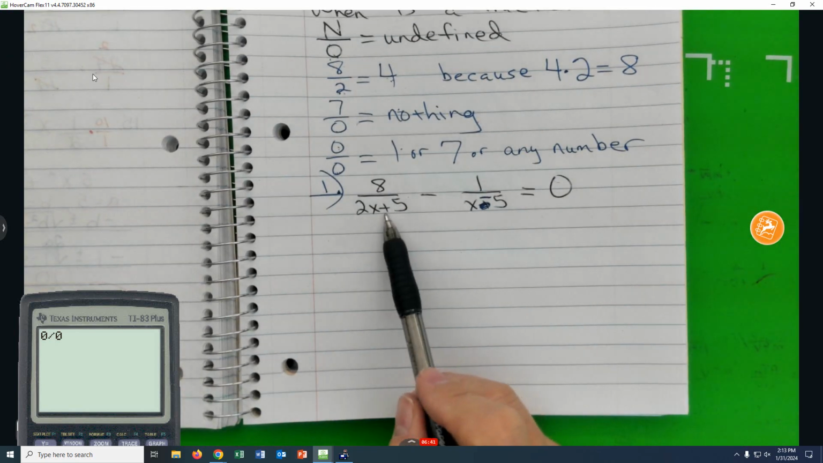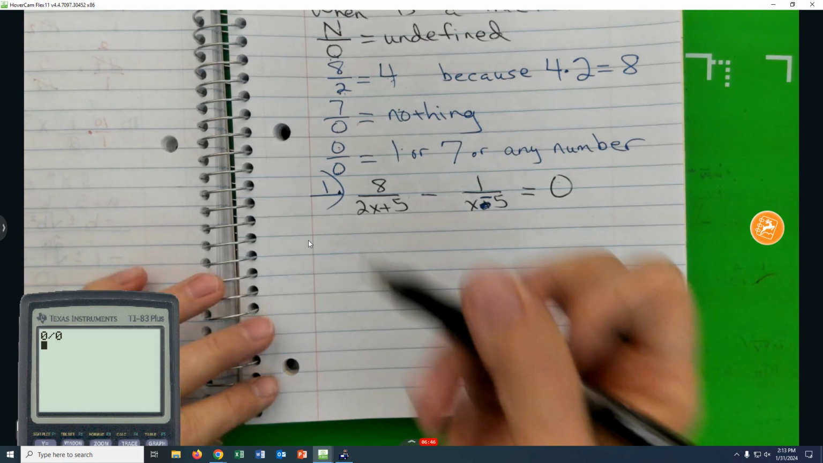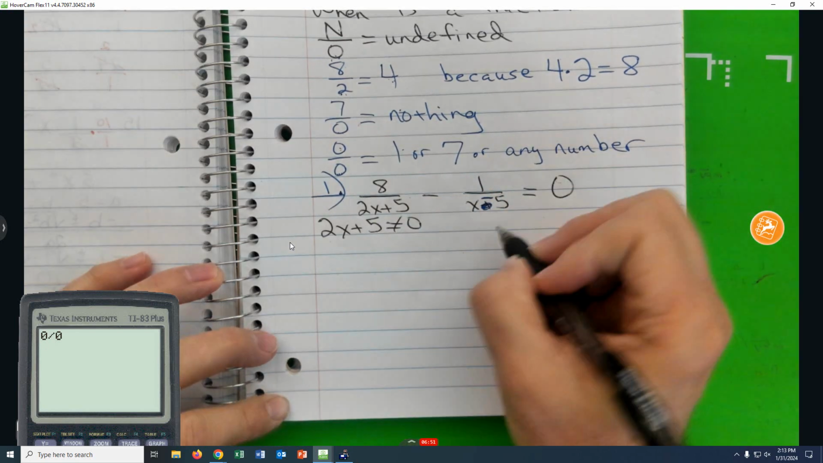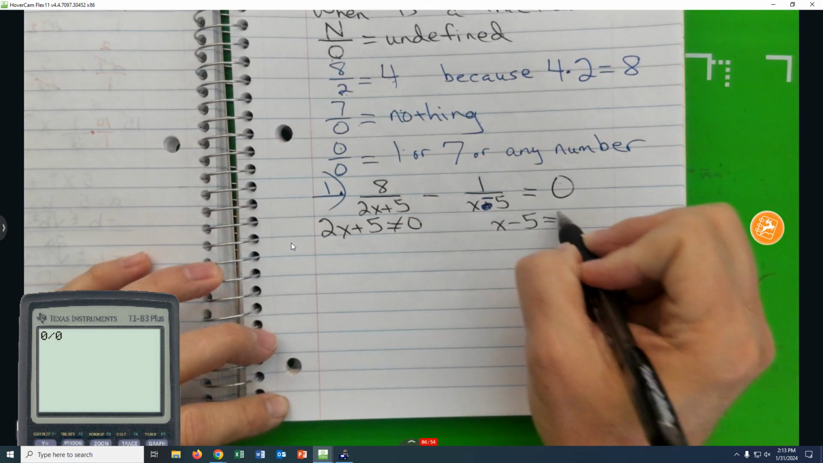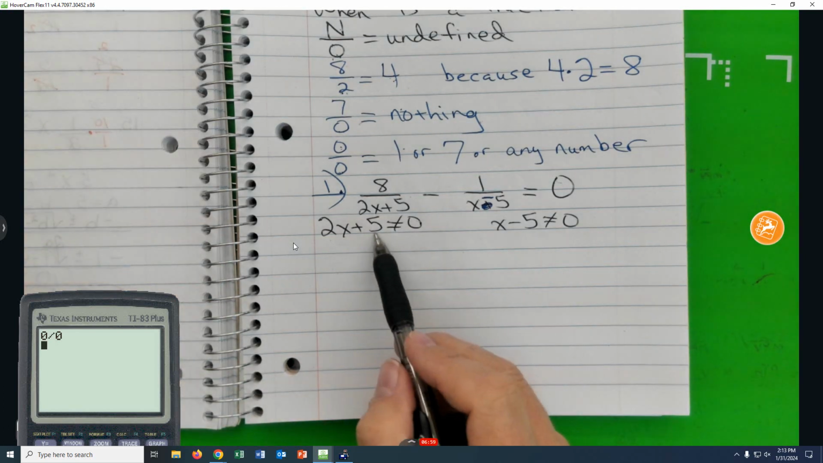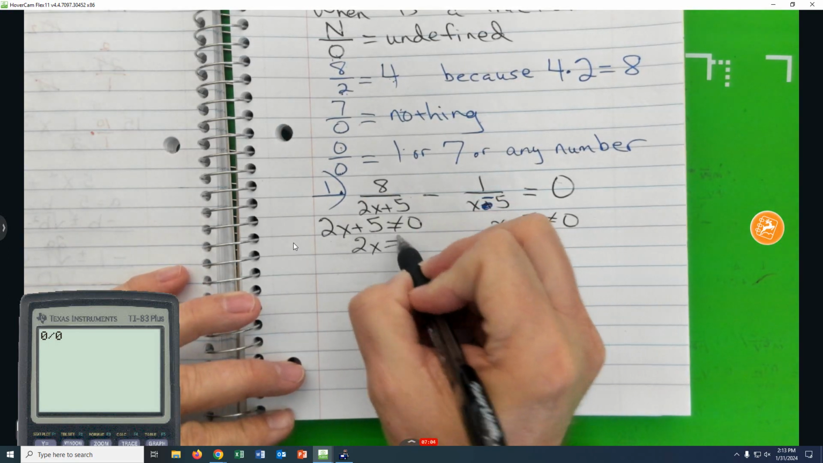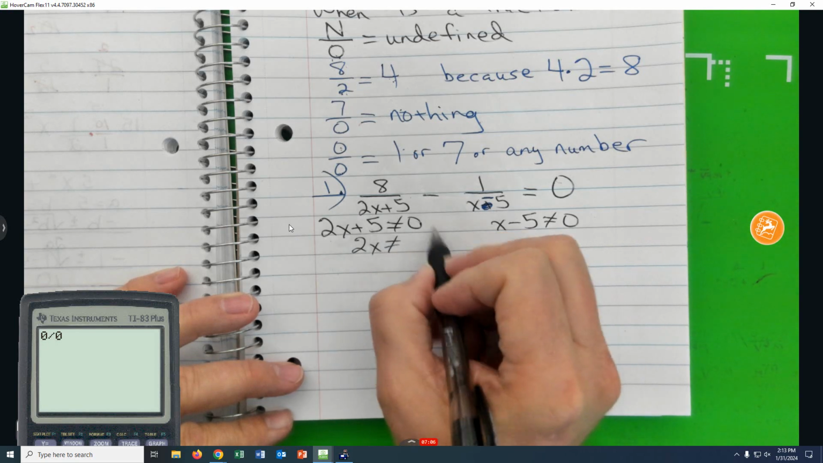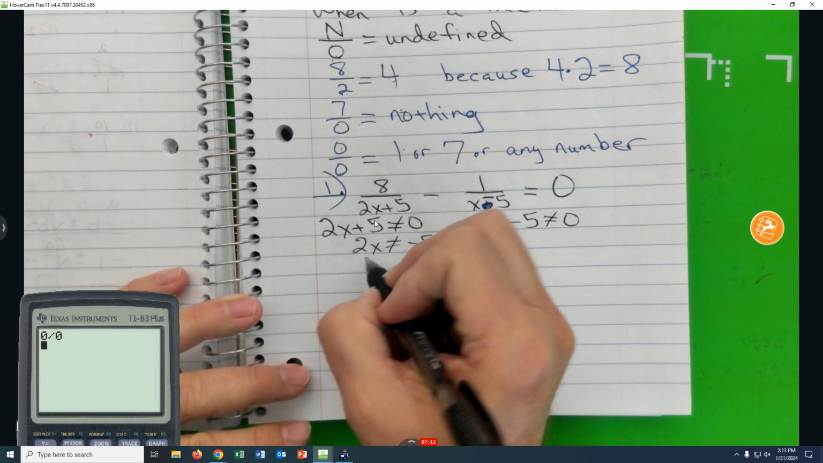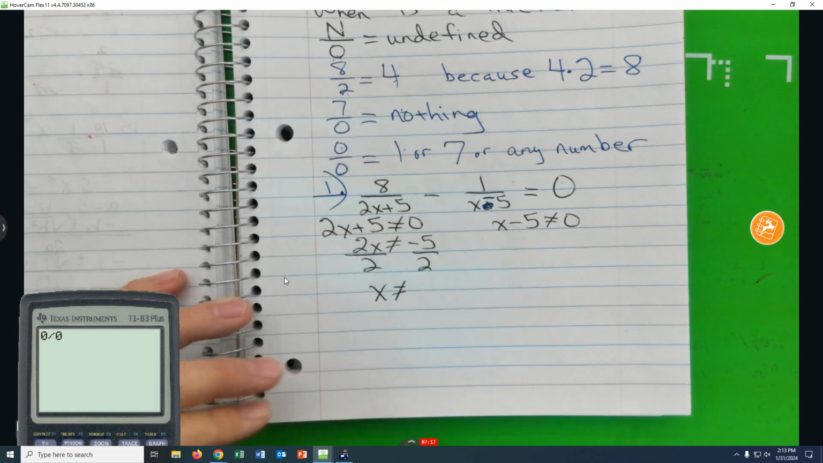We see two different denominators. Neither denominator can be 0. So 2x plus 5 can't be 0, and x minus 5 can't be 0. Well, solving this first equation, we'd move the 5 over and get that 2x cannot equal negative 5, and then we'll divide by 2. So here's the first number that x cannot possibly equal.